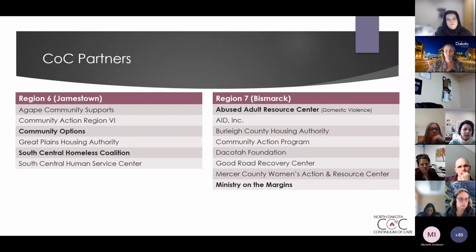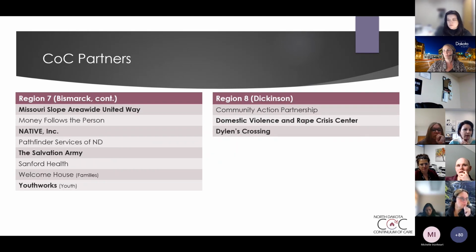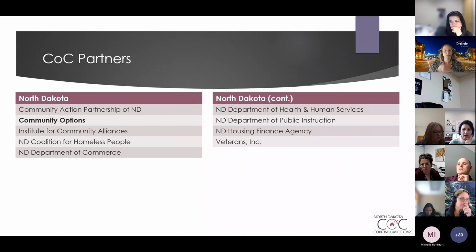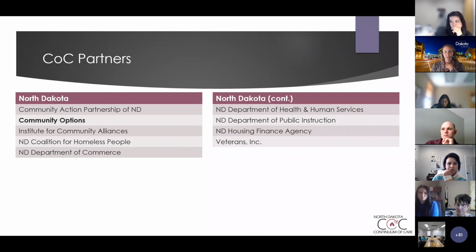In Region 6, we have Community Options and not the South Central Homeless Coalition. It should be the South Central Human Service Center. That is also an assessment site. In Region 7 in Bismarck, we have the Abused Adult Resource Center, Ministry on the Margins, Missouri Slope Area Wide United Way, Native Inc., the Salvation Army, and again, YouthWorks for youth only. And then in Region 8 in Dickinson, we have the Domestic Violence and Rape Crisis Center, and that's going to be domestic violence only also. And then Dillon's Crossing.